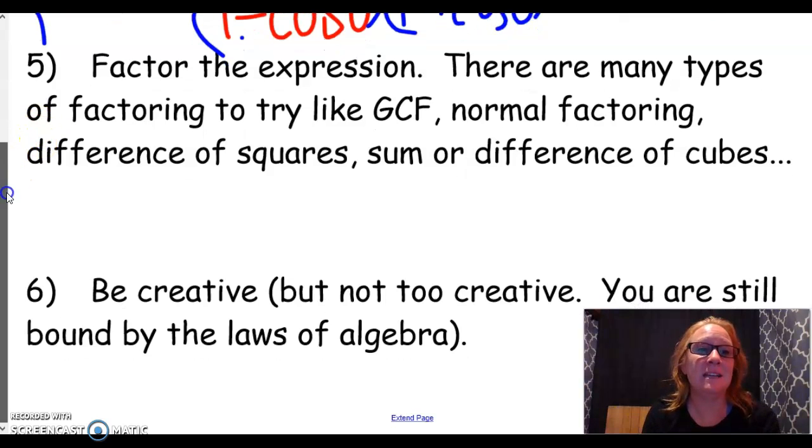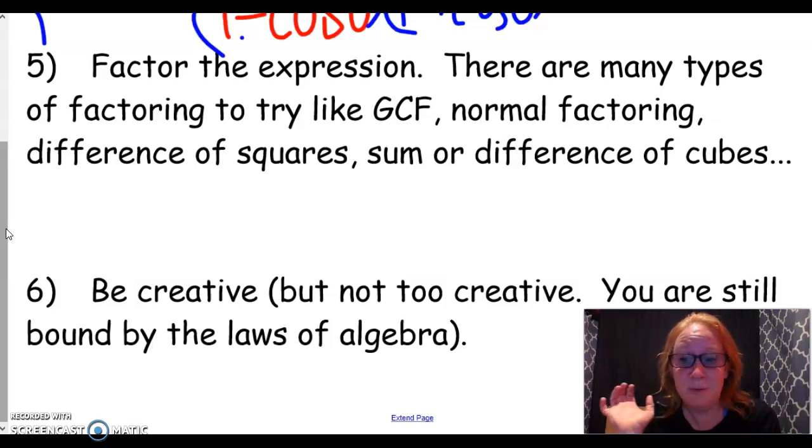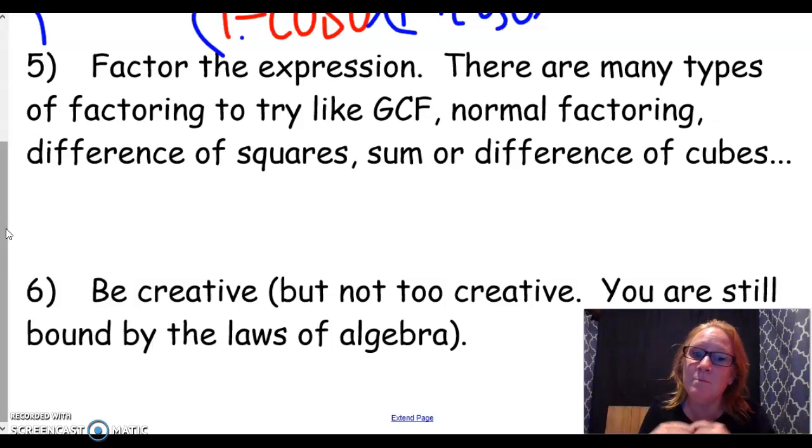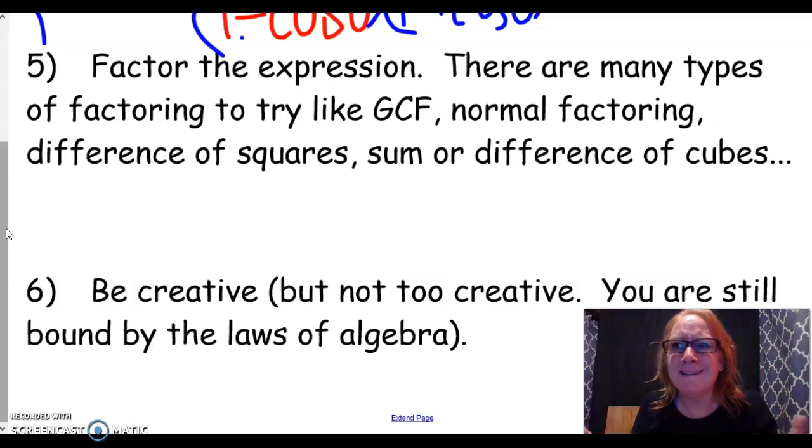And last but not least, be creative. Just blow stuff up and try something. That's my philosophy in life sometimes. It's like, I don't know, woohoo, I'll try this. You can't be too creative, you're bound by the laws of algebra, but if you're not sure, just try something. And if you're wrong, start over. Again, life skill. There are things I do wrong all the time and I have to start over. It's good practice for life. And those are some good methods to try.